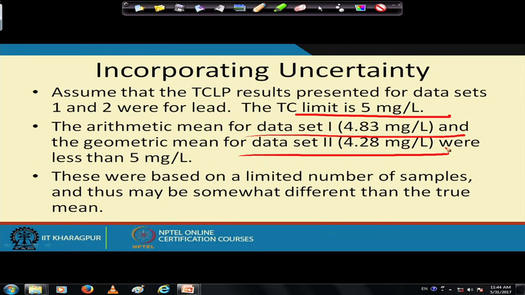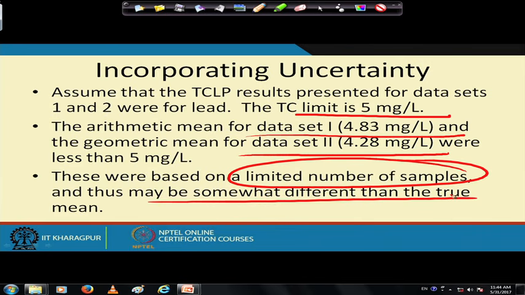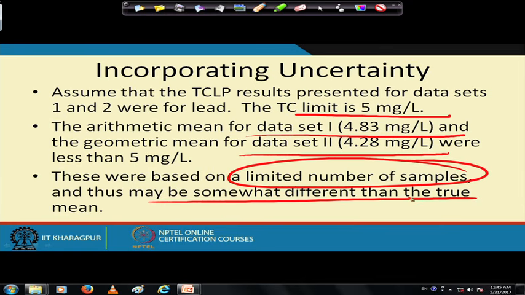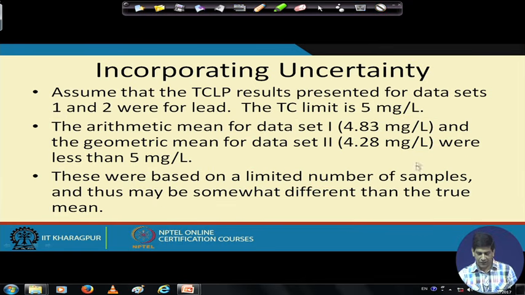So based on the limited number of samples that we have, we can say that it is not a hazardous waste. But this is a limited number of samples and the data is very close to 5, so we are not sure whether the mean that we got is the same as the true mean, again from the sample mean to the population mean. So that's what we are talking about here. For that we try to incorporate the uncertainty. So let's try to do that.